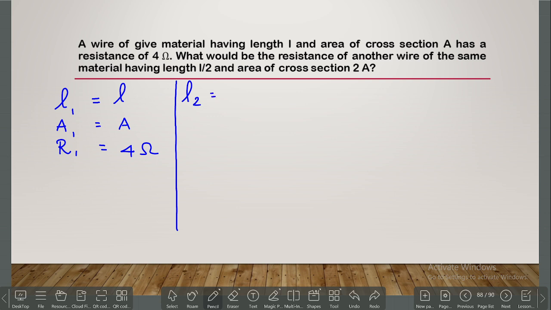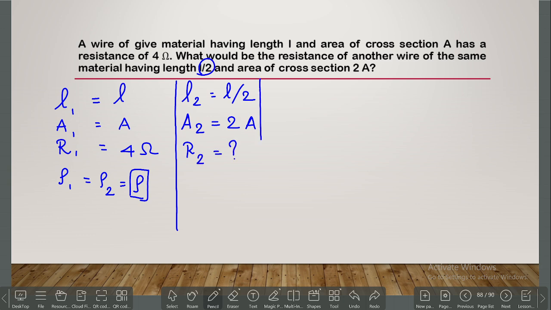L2 is equal to, another wire of the same material. Same material means, as I said earlier, the resistivity of both the wires is going to be the same. Since we don't know the magnitude, let's take it as rho itself. And then what is the length of the second wire given? L2 is equal to L by 2, and the area of cross section of the second wire is A2 is equal to 2A. If it is like this, they are asking only the resistance of the second wire.